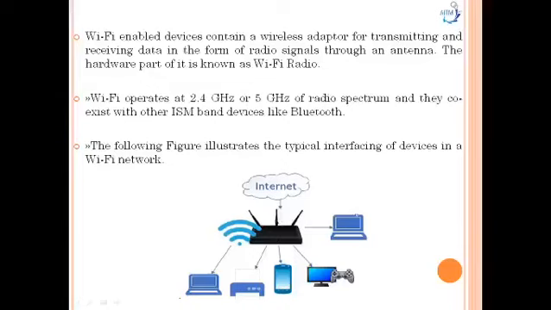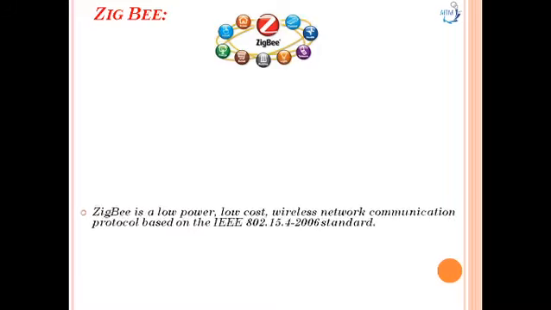If I want to connect systems or other devices like mobile and game controllers with the internet, I require an intermediate agent, that is a Wi-Fi router. With this Wi-Fi router, the systems will be connected to the internet, and each system will be identified by its unique IP address in the network. Now coming to Zigbee technology.